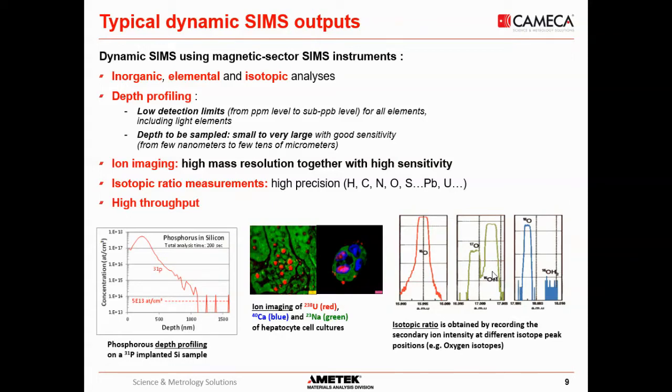It's also known for its high throughput. So one analysis can be as short as a few minutes. It can also be longer, mainly for the ion imaging. But in general, we can have a lot of high throughput and high productivity.